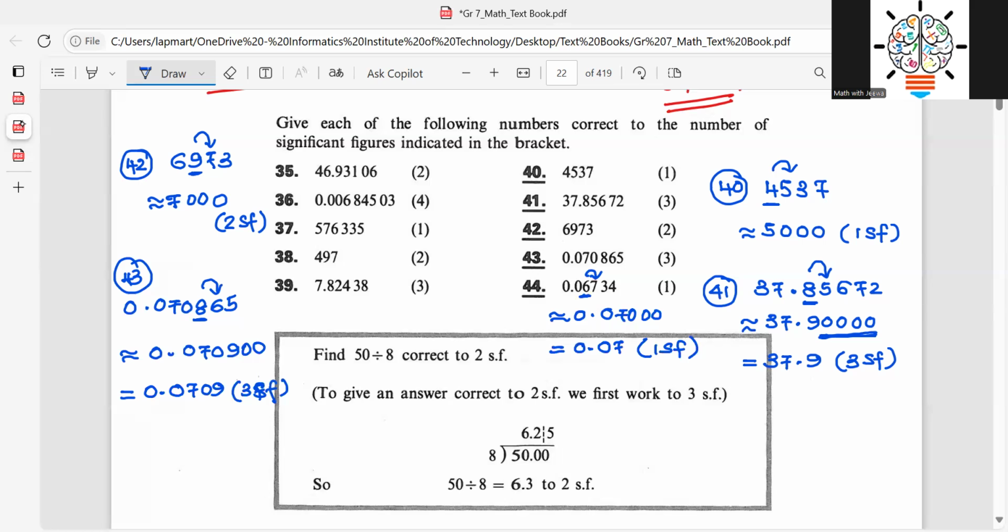So check your answers. And if it is wrong, please copy down the steps. Just copying down the steps is not enough, right? You want to learn what I have done over there.